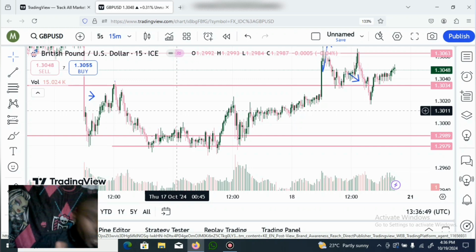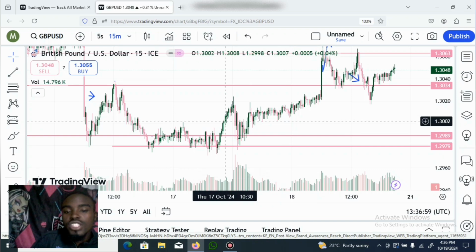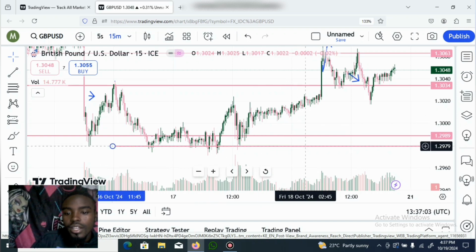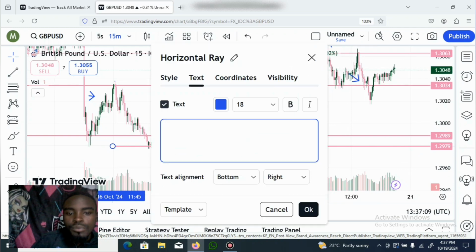So for smart money traders, inside the range there are some liquidity sweeps. An example is here. This is inside the range. This is the most key level here. Let me even mark it. Let me call it a key level.